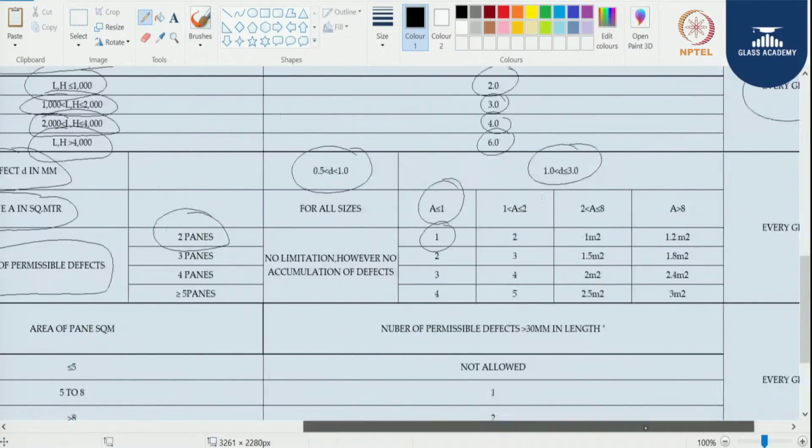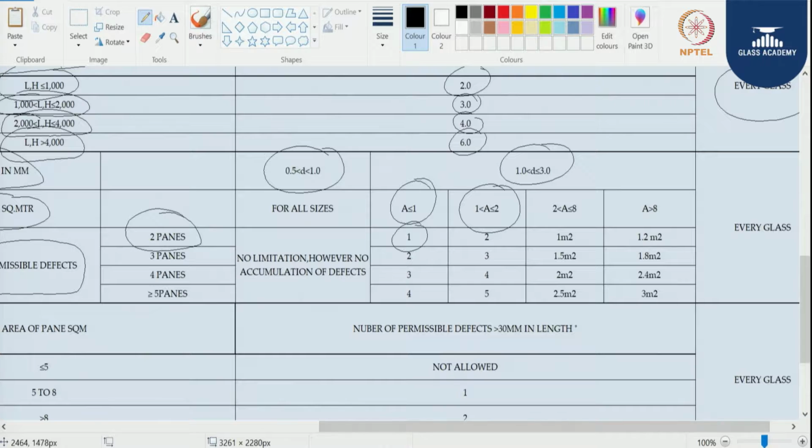And if my area is between 1 to 2 square meter, 2 are allowed. And if my area is between 2 to 8 square meter, 1 per square meter is allowed. And if my area is more than 8 square meter, 1.2 per square meter is allowed.